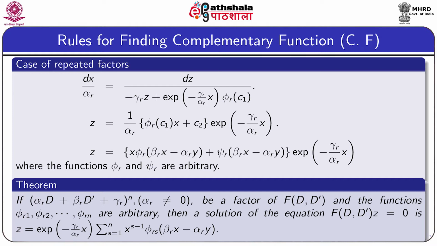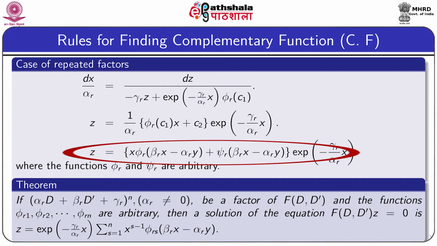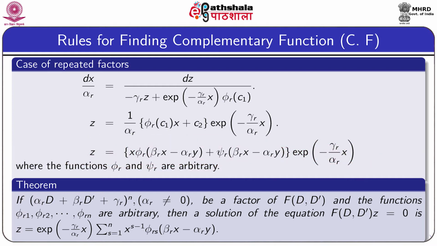Now, to find the solution of the original equation, we need to replace C1 by the function βr x minus αr y. So, replacing C1 and also the expression for C2, we can obtain the function z equals x φr(βr x minus αr y) plus ψr(βr x minus αr y) into exponential of minus γr by αr into x, where φr and ψr are the arbitrary functions.